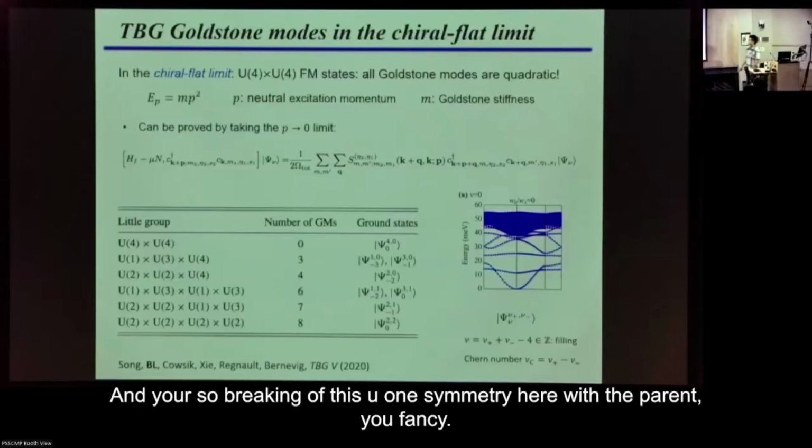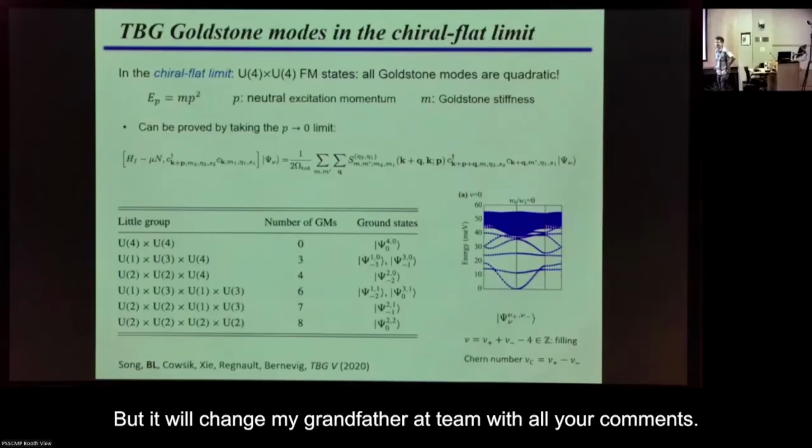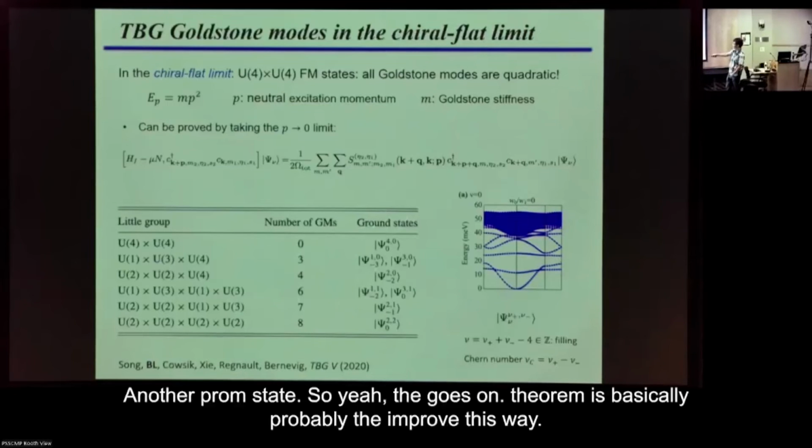Okay, so with that, basically this is a good example for testing this rule, because SU2 is too simple. You almost can do it without knowing the rule. But for this case, for example, here is the number of Goldstone modes defined in the chiral flat limits. And you can actually do the same counting by the rules we said earlier.